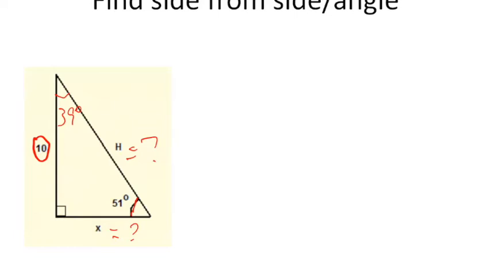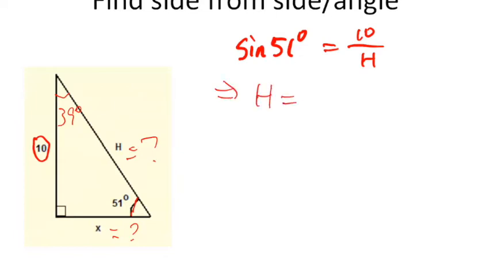So let's first find the hypotenuse from the definition. Opposite side over hypotenuse gives you the sine of this angle. So sine 51 equals 10 over hypotenuse. Now the hypotenuse should equal 10 over sine 51 degrees. If you put it in your calculator, you should find 12.87 if you round it up.